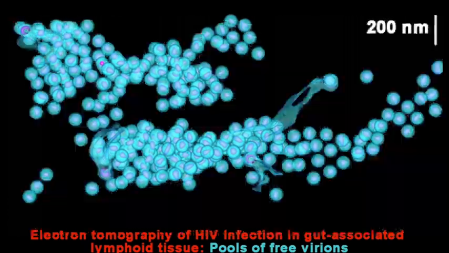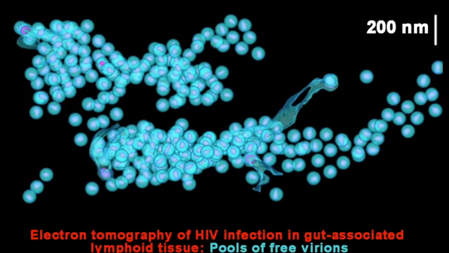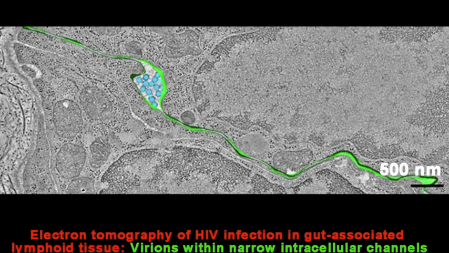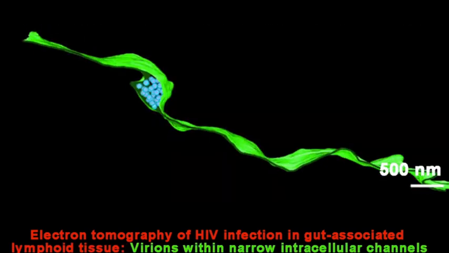Here we can see pools of free virions, as well as the localization of HIV-1 virions within narrow intracellular channels.